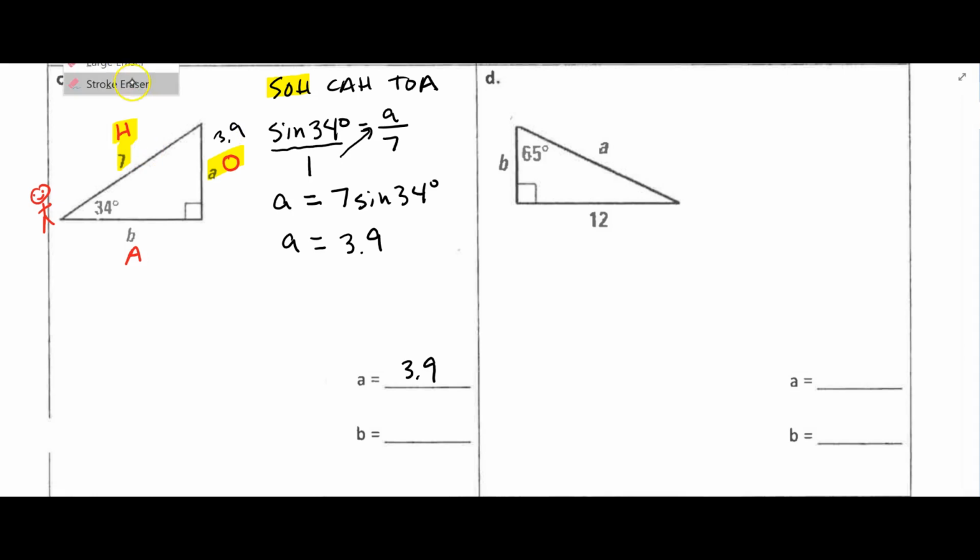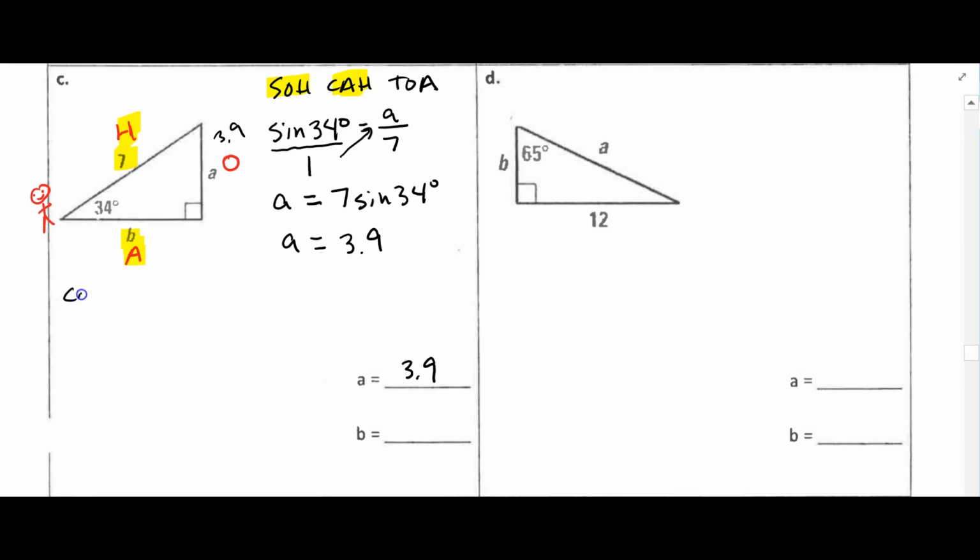Alright, now we have a couple different options for finding B. Now that I have two sides of the triangle, this is our hypotenuse here. Now that I have these two sides of the triangle, I could use Pythagorean theorem. So we'll do that second. Or I could use my trig ratios again, so I'm working with the adjacent side this time and the hypotenuse. So adjacent and hypotenuse, that's cosine.